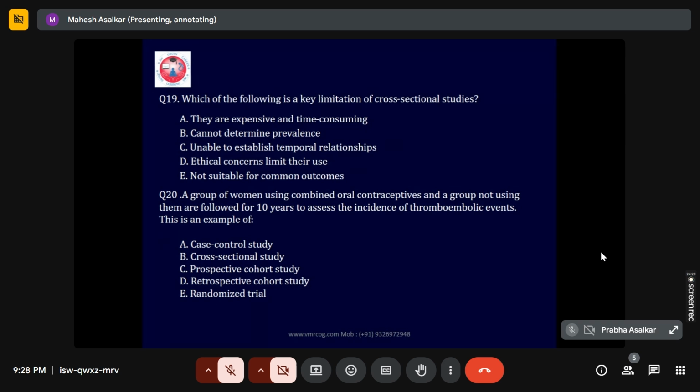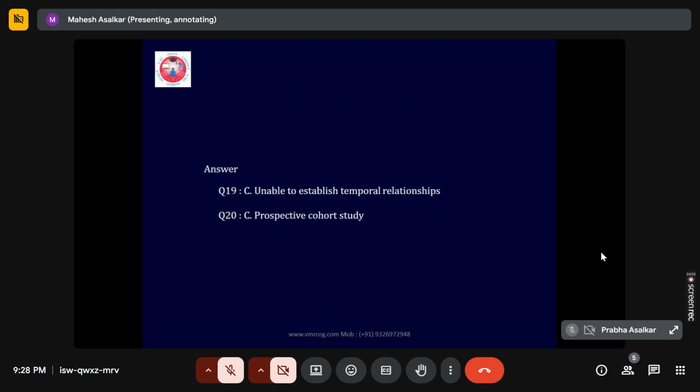A group of women using combined oral contraceptives and a group not using them are followed for 10 years to assess the incidence of thromboembolic events. So, you have two groups, and there is an exposure, and you are following them prospectively. So, which type of study design will it be? Prospective cohort study. So question number 19 is C, unable to establish temporal relationship, and the next one is prospective cohort.